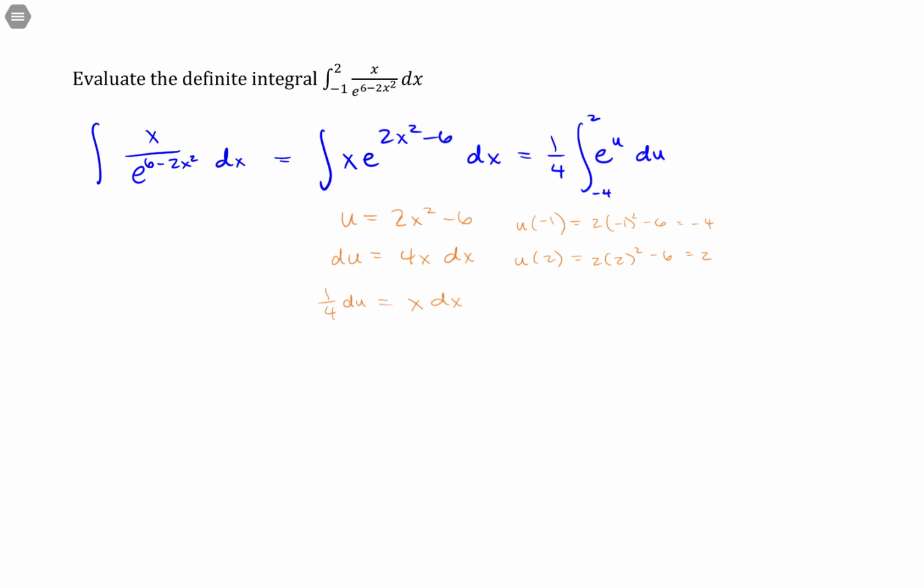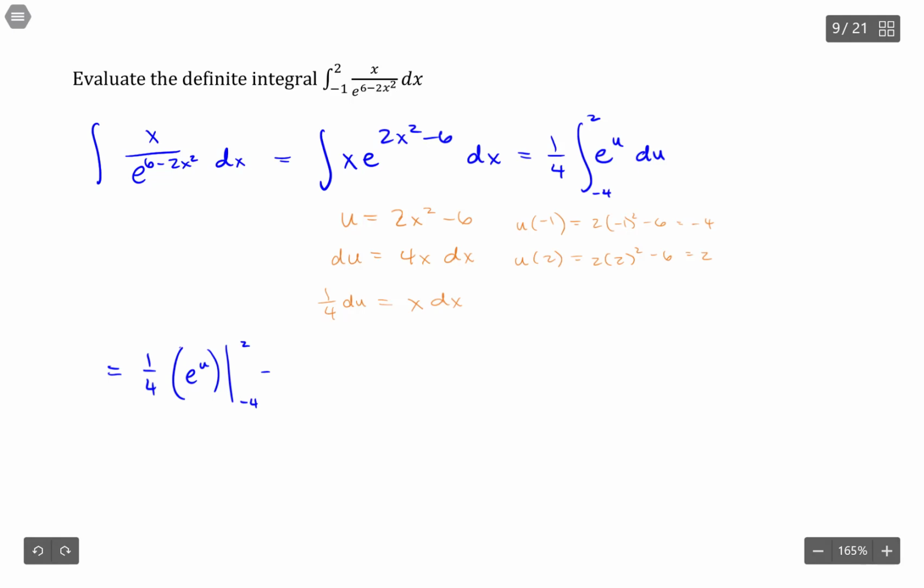The nice thing about this is I don't need to go back to the original variable here. So this would just be 1/4 of, since e to the u is its own antiderivative, it's just going to be 1/4 of e to the u evaluated from -4 to 2, which is 1/4 of e squared minus e to the -4th. We could get an approximation for that, but the exact answers are always much more preferred. So let's just leave it as is, and that is our answer.